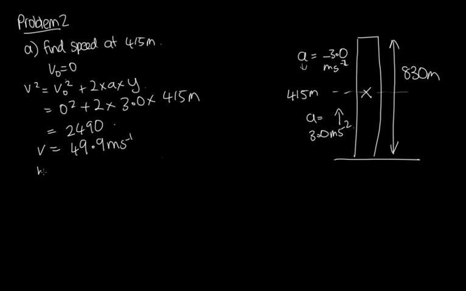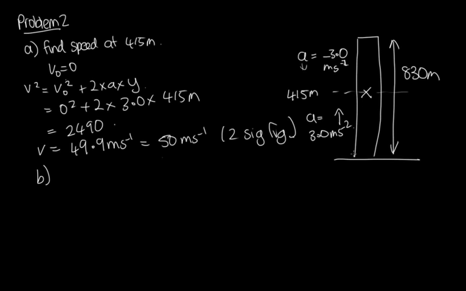And then part B. So we should give this answer to two significant figures. So this is 50 meters per second to two significant figures. Now part B says, how long does it take the lift to get to the top of the tower?